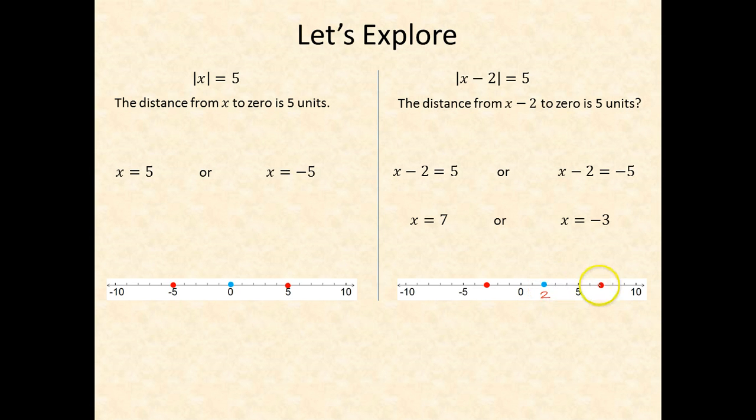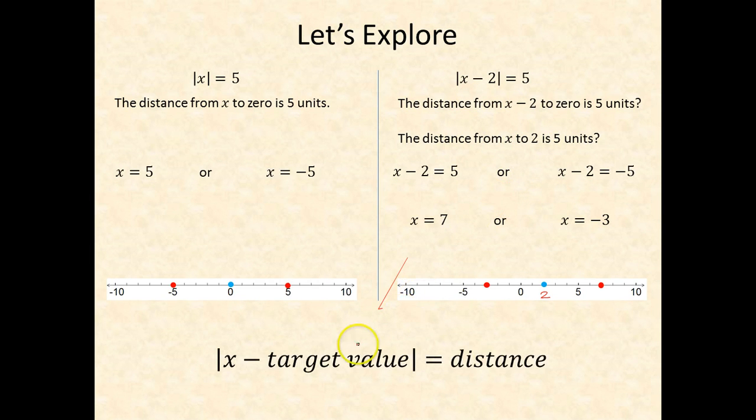And then each one of these is 1, 2, 3, 4, 5 units to the right, 1, 2, 3, 4, 5 units to the left. So that's kind of interesting that the absolute value of x minus 2 means that our solutions are 5 units away from 2. It's kind of cool, isn't it? So another way to say what this means is the distance from x to 2 is 5 units.